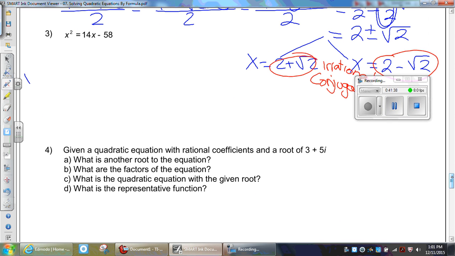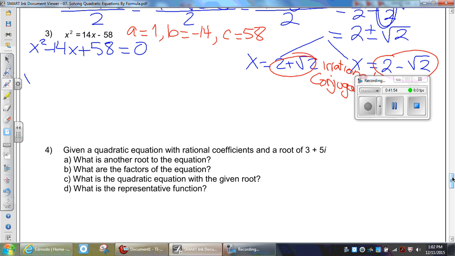Now for the next problem, I'm going to start the same way, so I have to make sure one side is equal to 0 before I can substitute anything into the quadratic. So a is equal to 1, the coefficient of the x squared, b is equal to negative 14, and c is equal to 58.